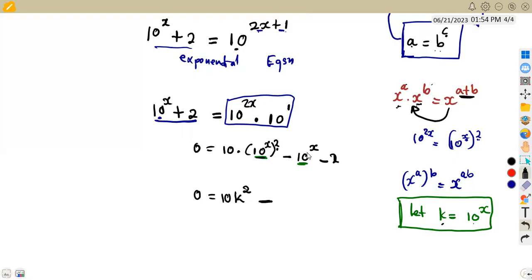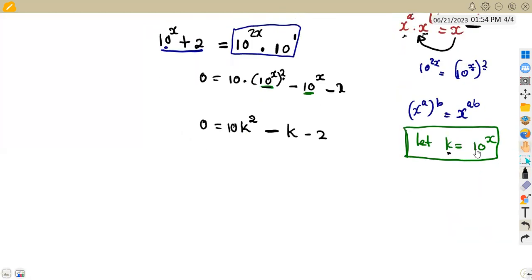Minus, in this case, I've got 10 to the exponent of x, which is representing k. So this is minus k minus 2. We do not have 10 to the exponent of x. So as you can see, this is a normal equation that we are given, which we can solve for k in this case.